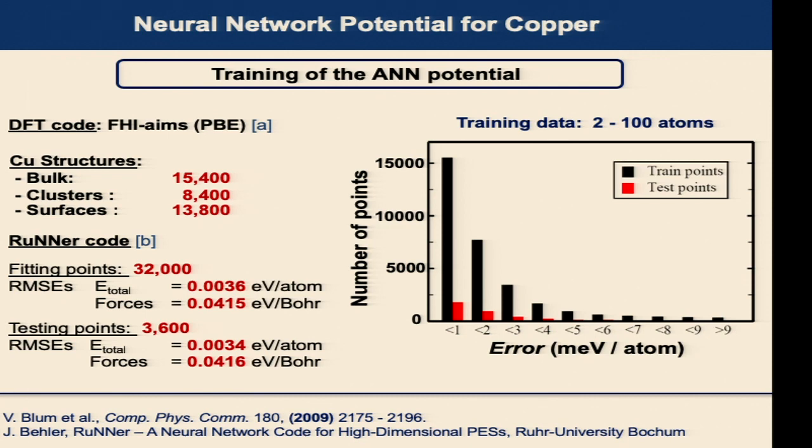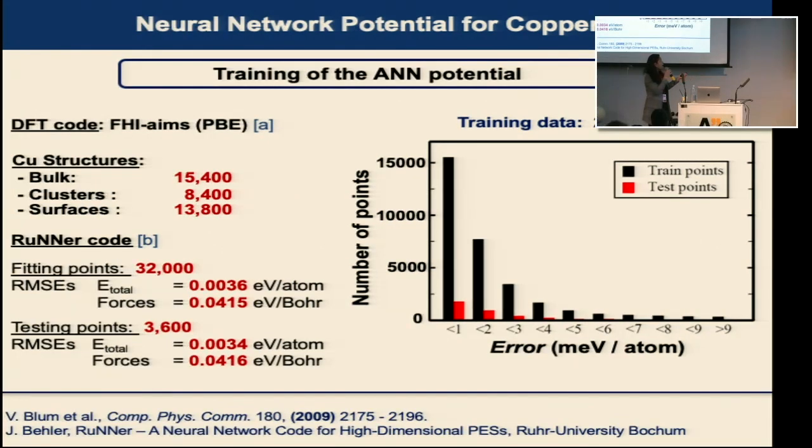You see, this is quite a small number of atoms to run the DFT calculations. In this reference data set, we have copper bulk, clusters and also surfaces. In total, we have around 32K structures. We also use force fitting, so the information that we have here is good enough. We used Professor Behler's code, called Runner, for the neural network fitting. And this is the accuracy that we get with our neural network.